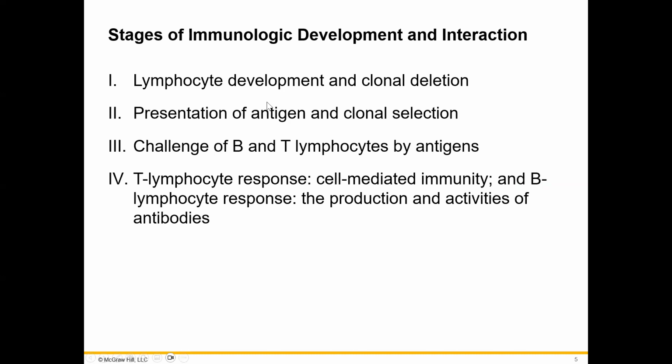So now it's really just introducing those 4 stages. The first is lymphocyte development, clonal deletion. The second is when the presentation of the antigen happens in this clonal selection. Challenge of the B and T lymphocytes by antigens. And then there's a T lymphocyte response, which we call the cell-mediated immunity. And there's the B lymphocyte response, which is where the production of antibodies happens and where all their activities go.